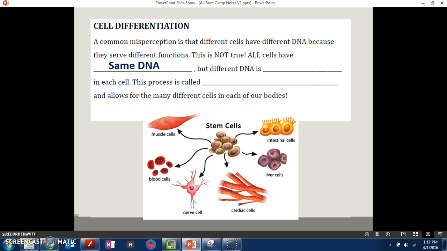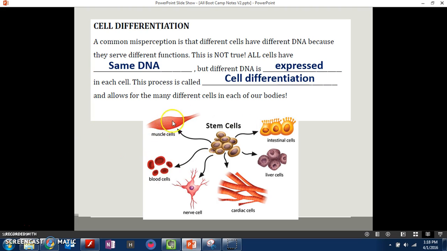DNA is important because it helps us make proteins, and proteins provide structure. They make up who we are and how we look. One common misperception is that because our cells are not the same, they must not have the same DNA. This is not true. All cells in our body have the same DNA, but different DNA is expressed in each cell.